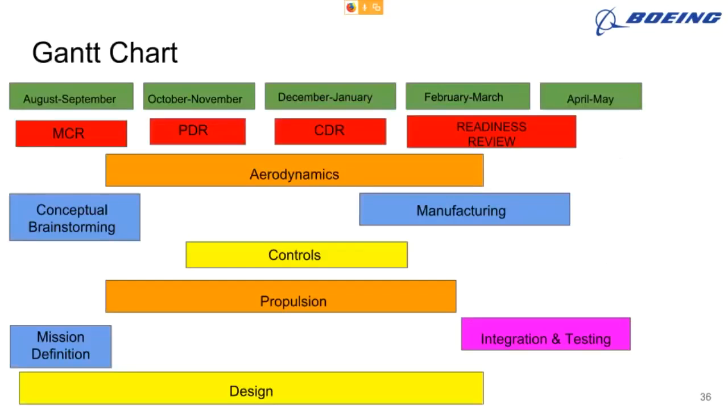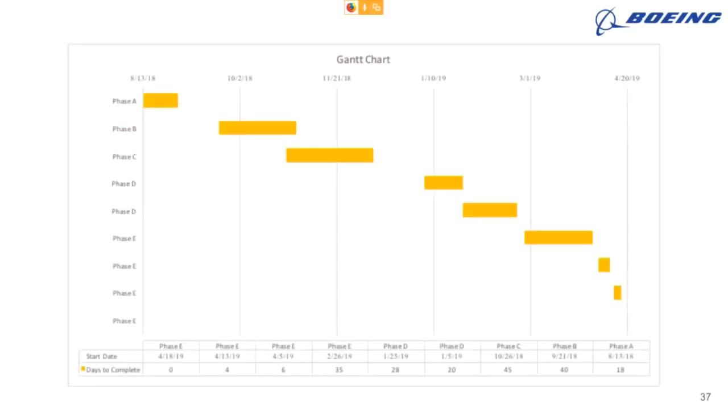So here is a color coordinated Gantt chart. This just shows when things are due throughout the semester. And if you go to the next slide, this is a more detailed Gantt chart. It shows how many days we have to complete each task from the start date, and it shows us what phase we're in for the Gantt chart.